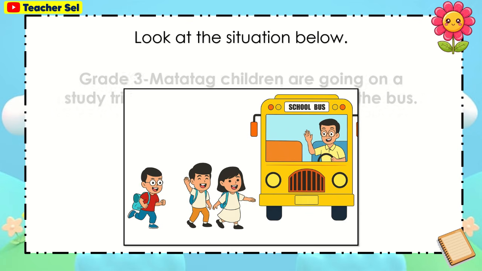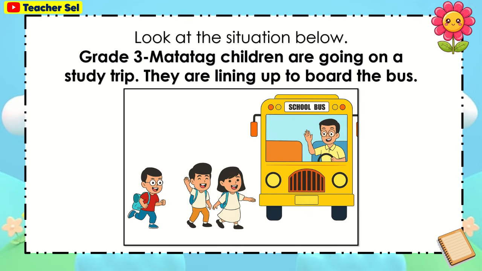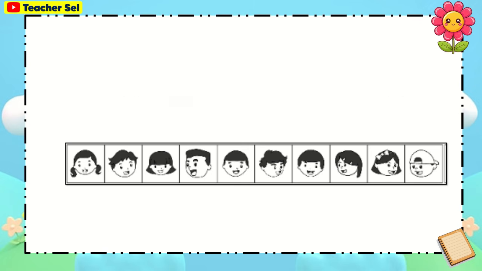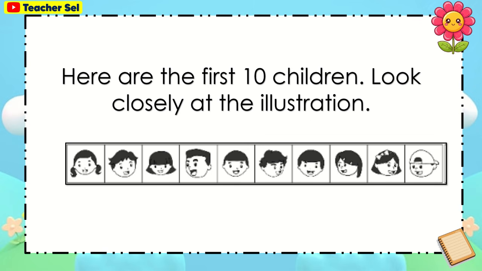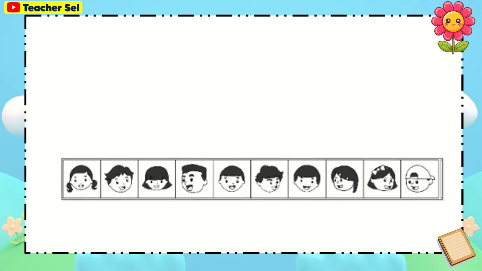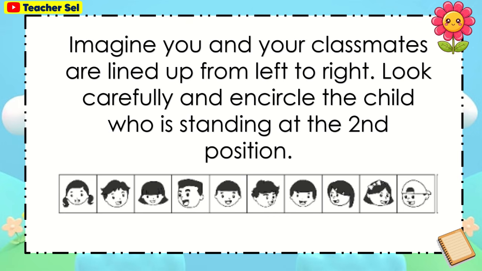Look at the situation below. Grade 3 matatag children are going on a study trip. They are lining up to board the bus. Here are the first 10 children. Look closely at the illustration. Imagine you and your classmates are lined up from left to right. Look carefully and encircle the child who is standing at the second position.